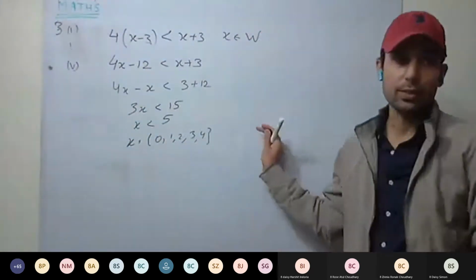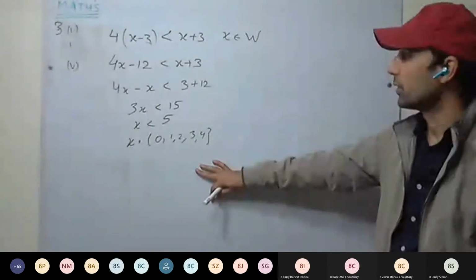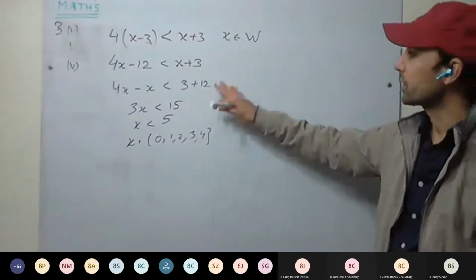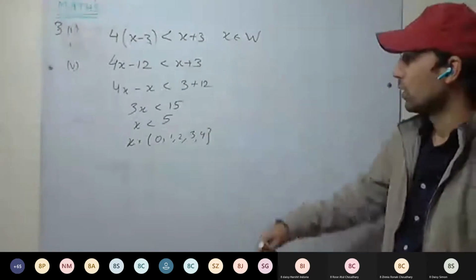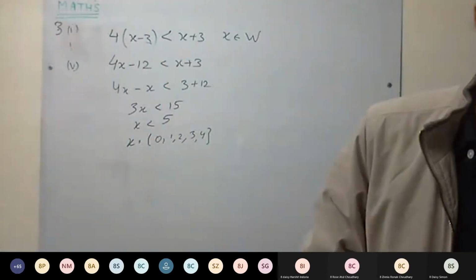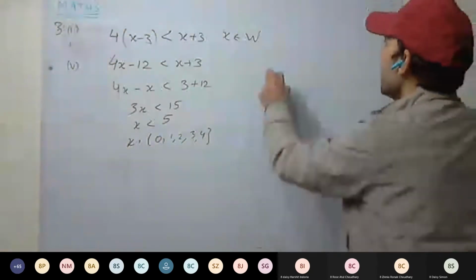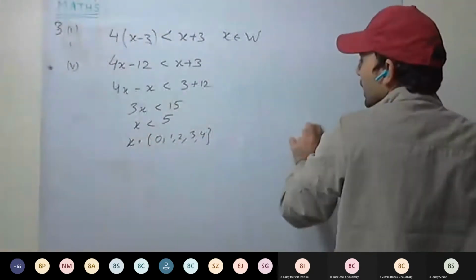And see, there is no use of copying from board. Try to solve it yourself. If you don't get it, ask. But try to solve. Or else you will be at loss. Never copy in mathematics. Always solve. Okay, this is clear.